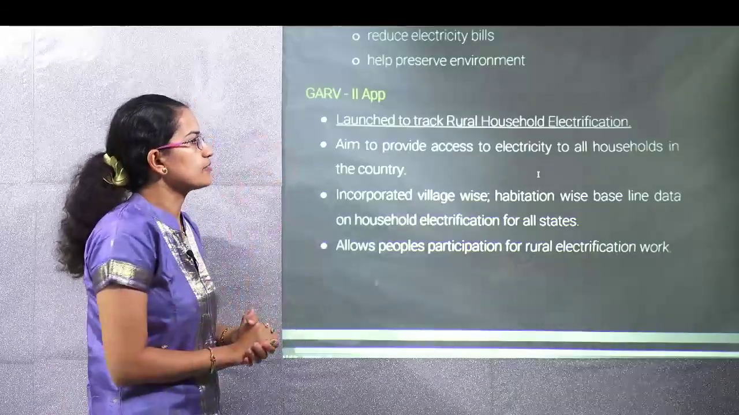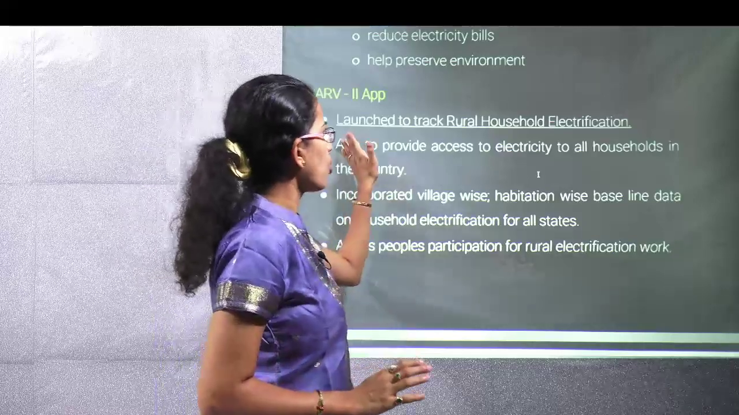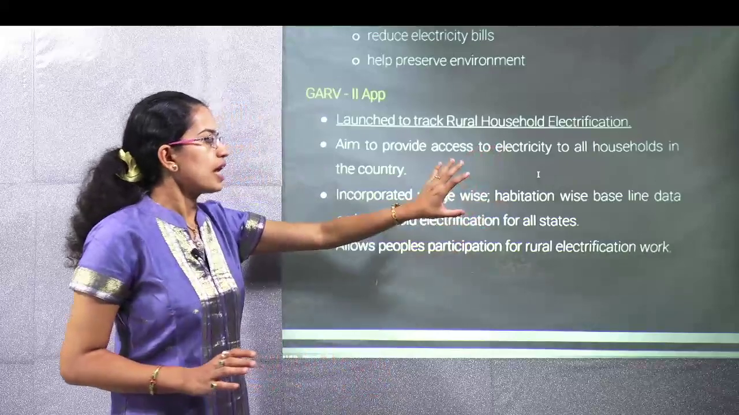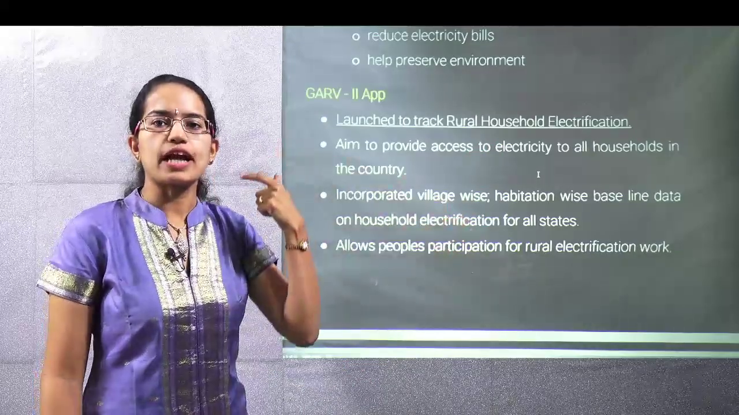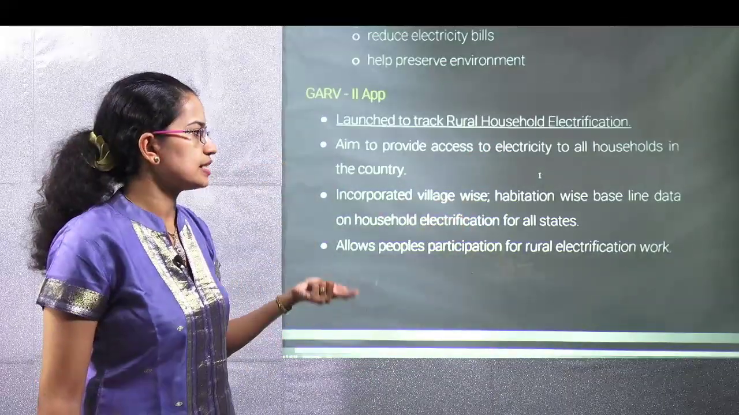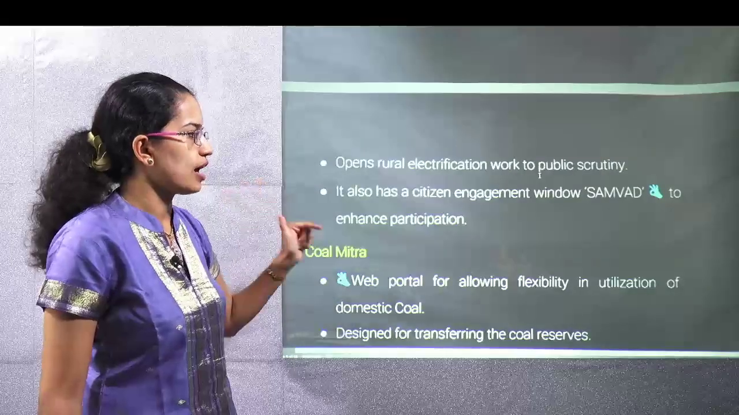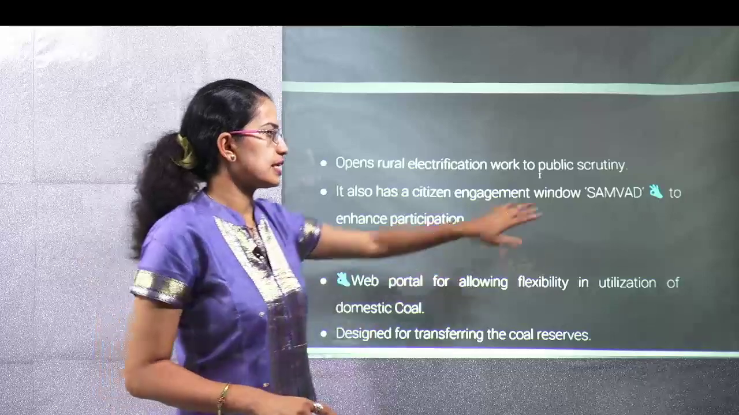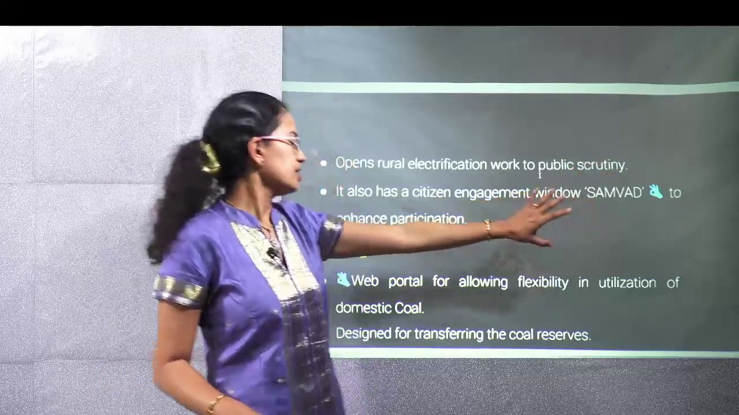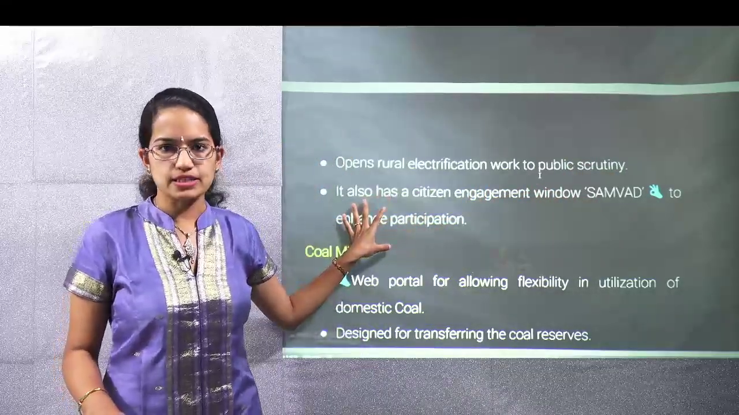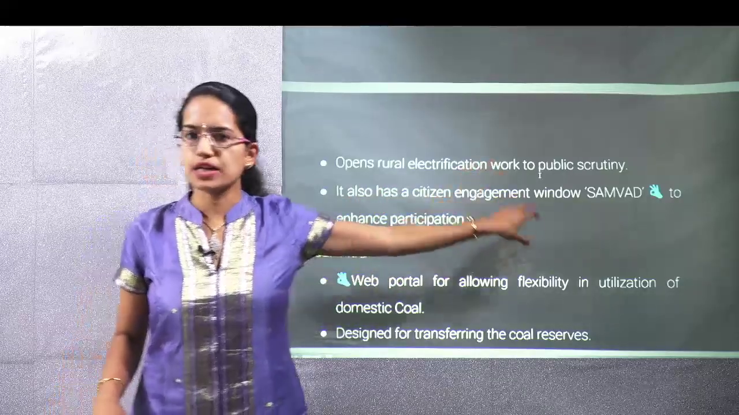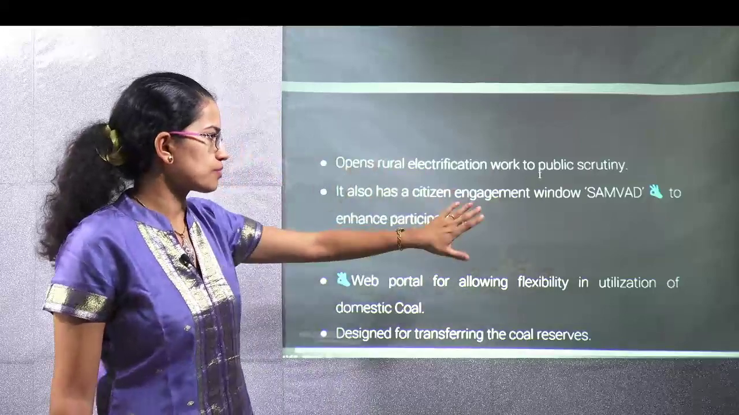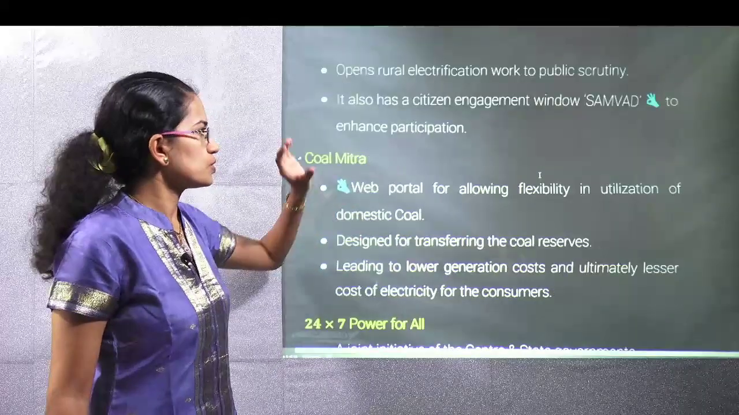The next is the GARV app. The GARV 2 app was launched to track rural household electrification, and it has been incorporated at a village-wise level, habitation-wise level, with baseline data for each and every household electrification. Again, you have a citizen engagement window which is known as Samvad, which is aimed to enhance participation of the people. So this becomes very, very important. You should not miss this engagement window, that's Samvad.